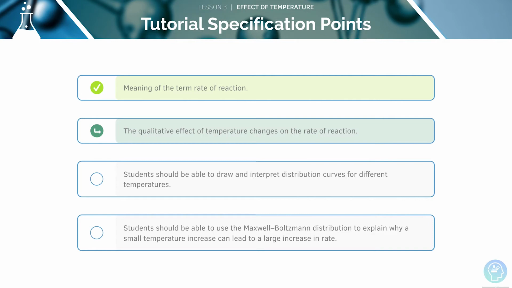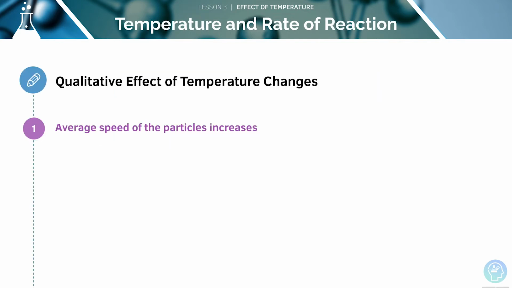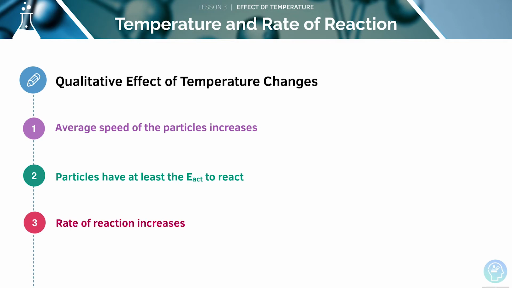Let's move on to our next specification point, covering the effects of temperature change on the rate of reaction. An increase in the temperature will cause particles in a reaction to move faster as they gain more kinetic energy. As the particles gain more kinetic energy, a greater proportion of the particles have more energy than the activation energy. In other words, the particles will possess at least the activation energy needed to react. This leads to an overall increase in the rate of reaction.